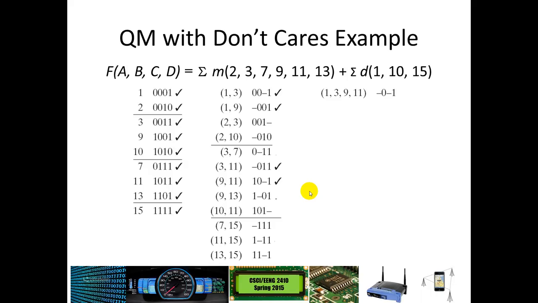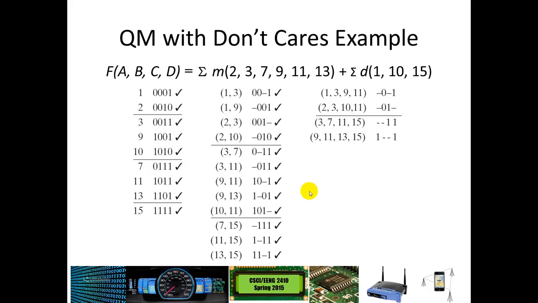You get 2, 3, 10, and 11. And you get a 3, 7, 11, 15. And you see that coming in a few different places. Some redundant terms with what you already have there. And a 9, 11, 13, 15 as well. And then you also see that 9, 13 can, in fact, combine with 11 and 15. So we, in fact, in this example, do check off all of the elements in column 2.